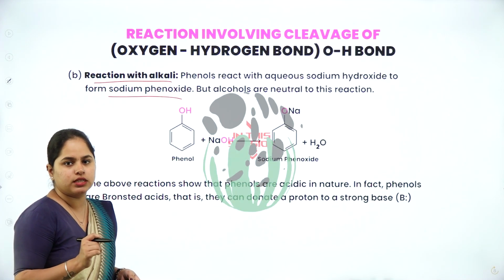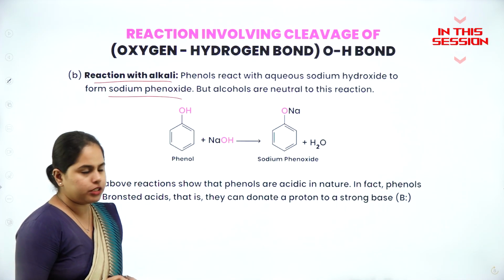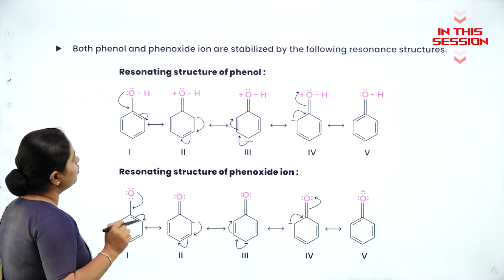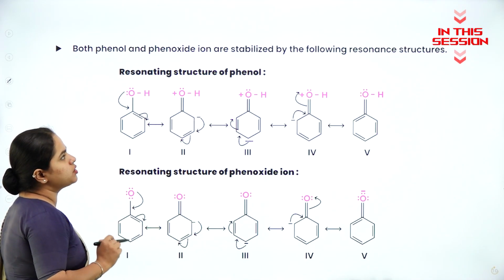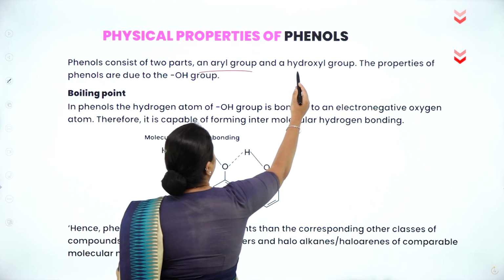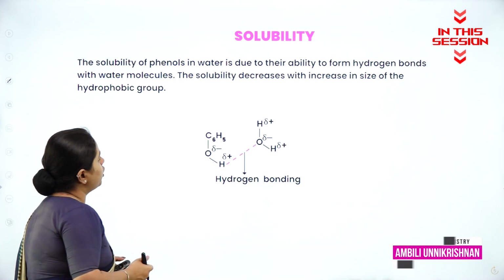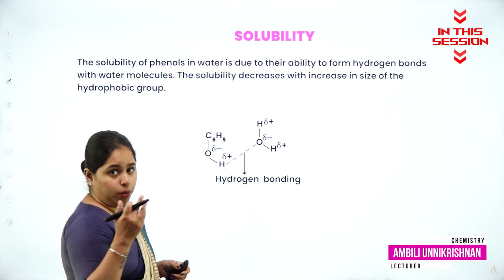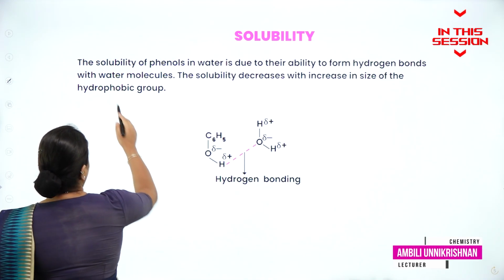Alcohols will not be showing this reaction, only phenols will be showing this reaction. Both phenol and phenoxide ion are stabilized by the following resonance structure. So phenols consist of two parts, an aryl group and a hydroxyl group. The solubility of phenols in water is due to the ability to form hydrogen bonds with water molecules.